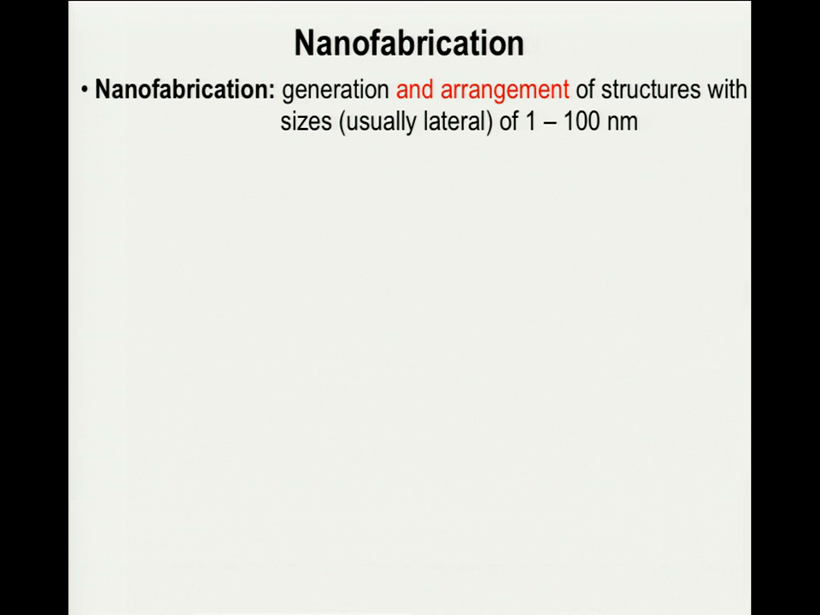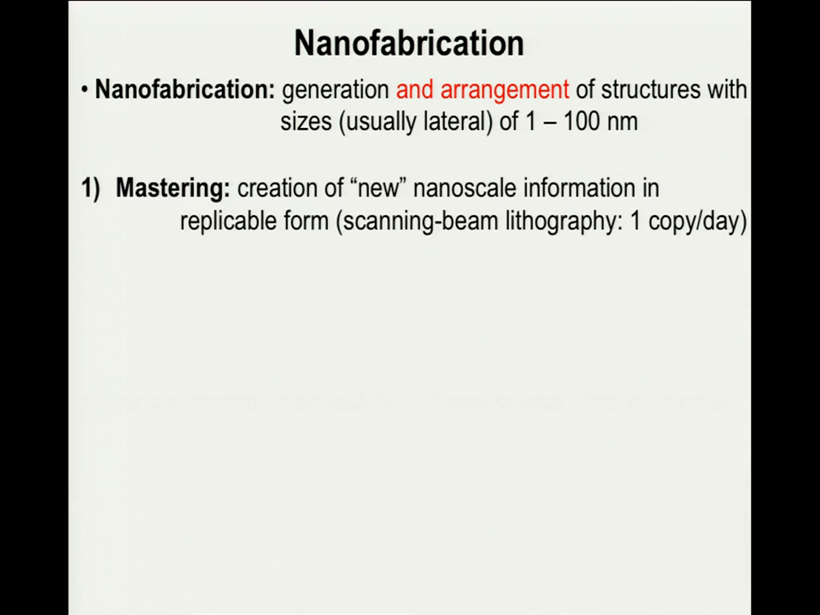So let's talk about nanofabrication and nanomanufacturing. Nanofabrication is the generation and arrangement of structures with sizes that are usually the lateral sizes of 1 to 100 nanometers. Arrangement is important because you can always generate a nanostructure by some colloidal synthesis, but then you need to get the particles in the right spot in a 2- or 3-dimensional architecture in order for it to be considered nanofabrication.